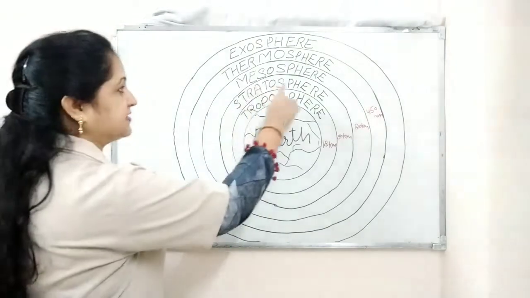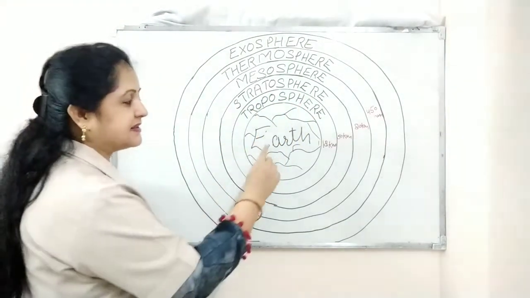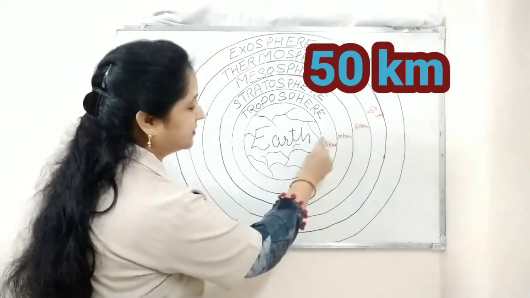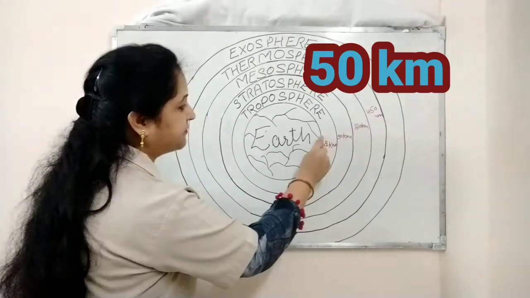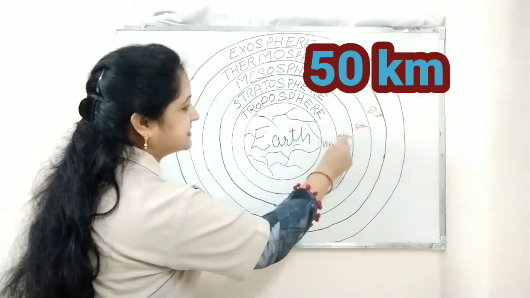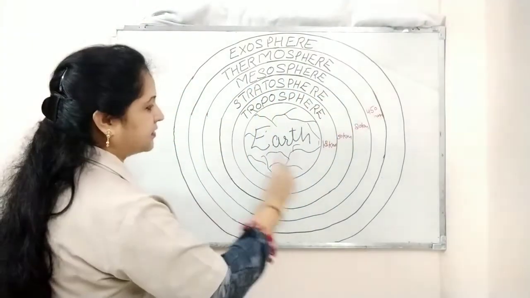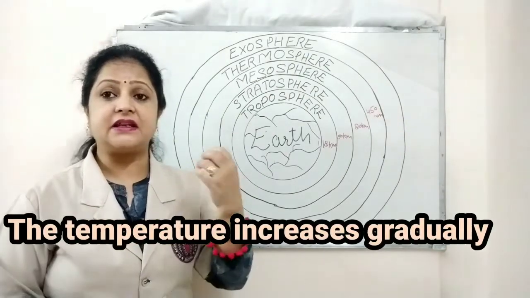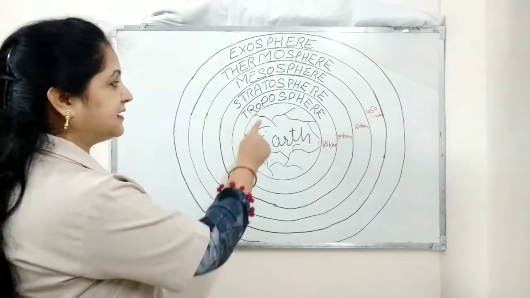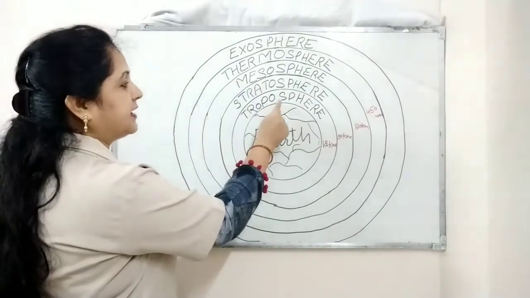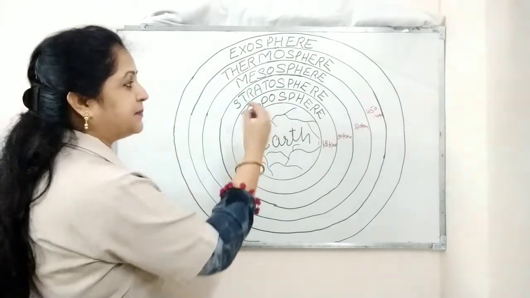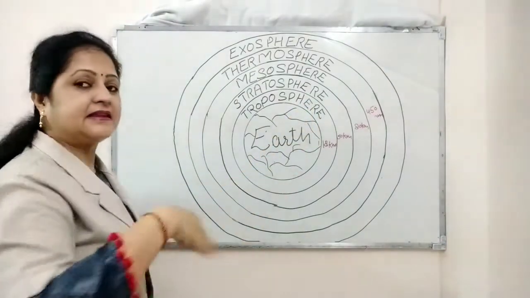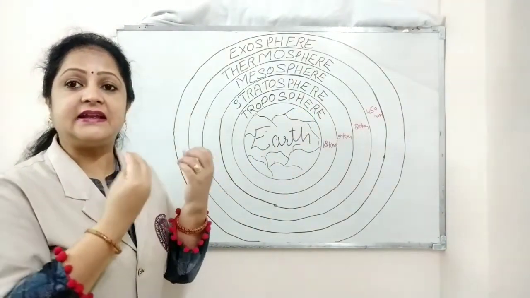And the next layer is stratosphere, and this stratosphere extends up to the height of 50 kilometer from the surface of the earth. The total height of stratosphere from just above the surface of the earth is 50 kilometers. In this layer the temperature increases gradually. As we learned, in troposphere, as we go higher in the atmosphere, the temperature starts decreasing. But when we reach the stratosphere, here again the temperature gradually increases.